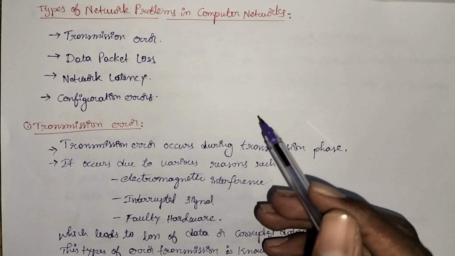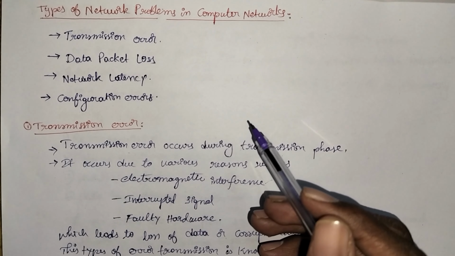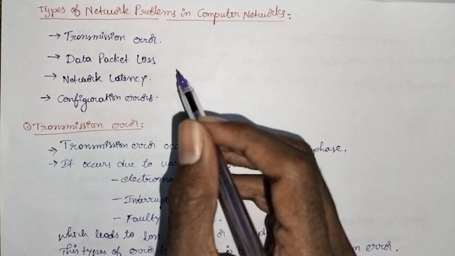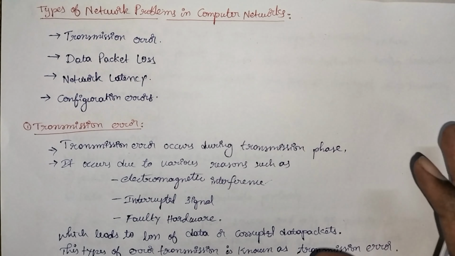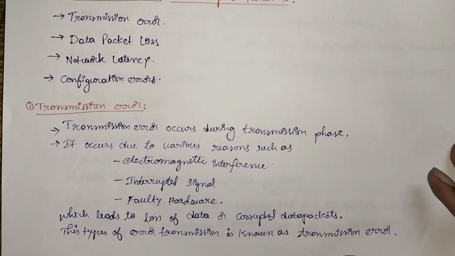Today we will be discussing what those types of network problems are. First one, the transmission error. Second one, data packet loss. Third one, network latency. Fourth one, configuration errors. Let's discuss in detail what these errors are.